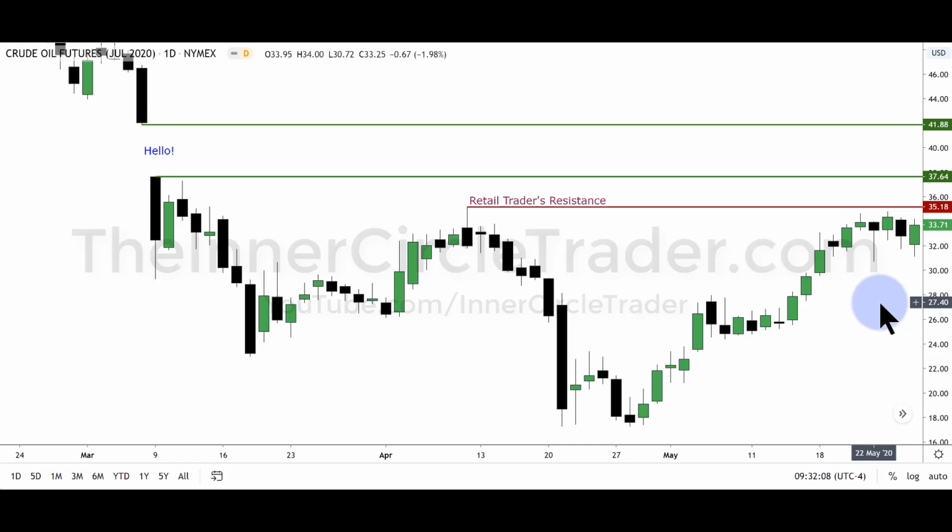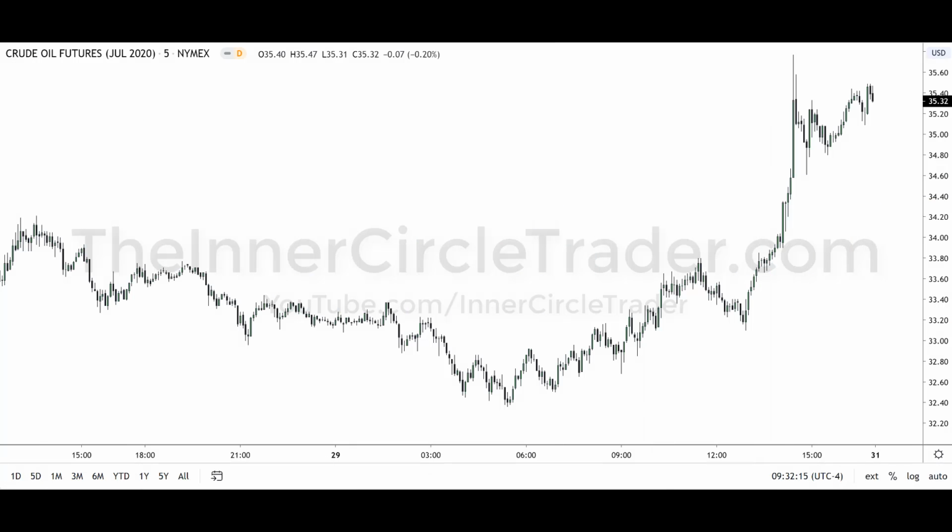So if we drop down into a 5-minute chart, here's your 5-minute chart. And again, you know the drill. Pause the video and take a look at what you think you see here. And then when you're ready, unpause the video and I'll add the annotations.